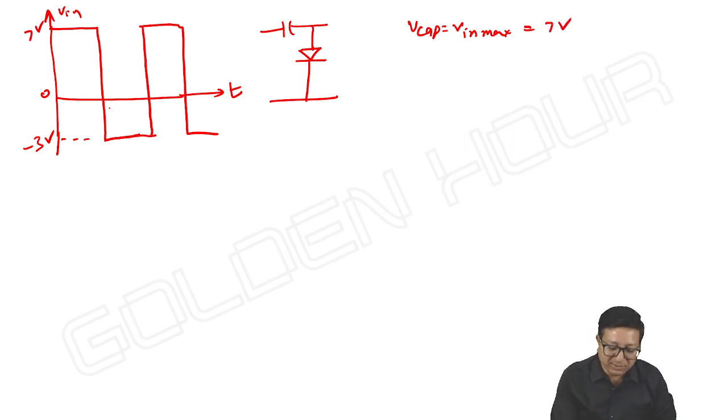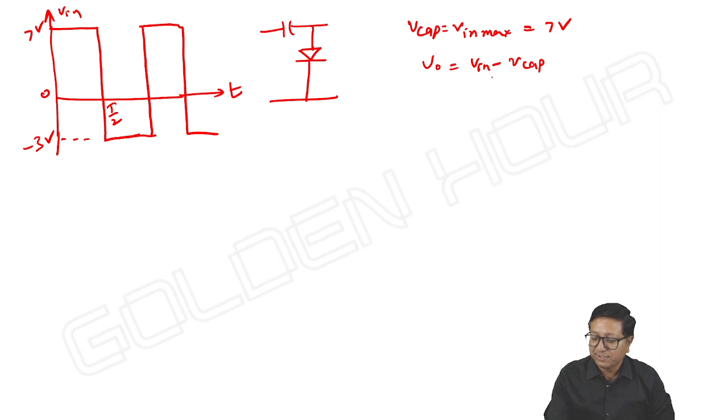The diode will be on from 0 to T by 2, so that the capacitor will charge up to 7 volts rapidly. Then what about V output? It is V in minus V capacitor. It is V in minus 7. V in minus 7 we can take.